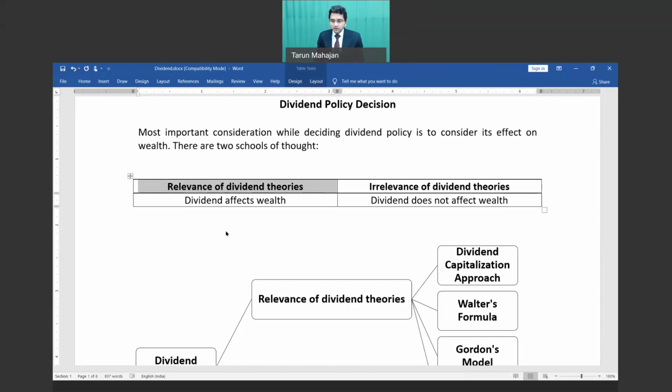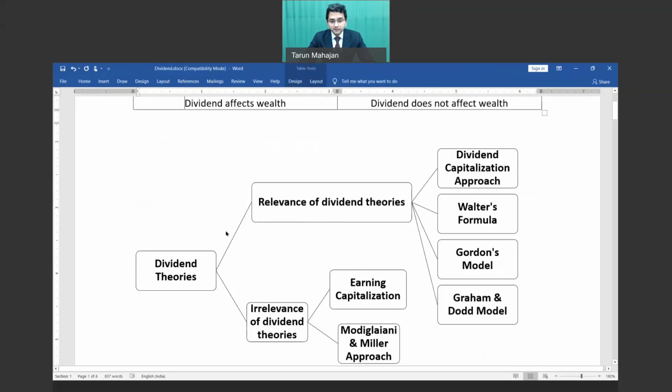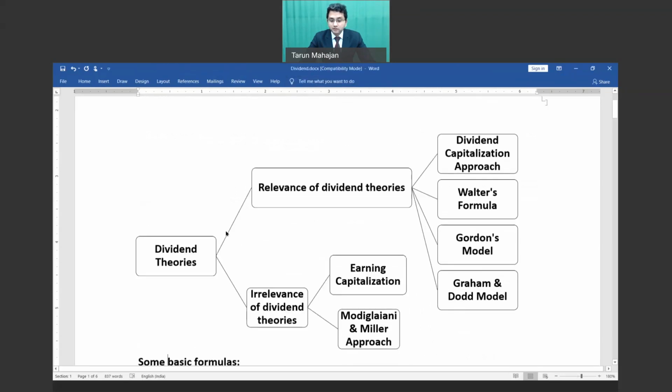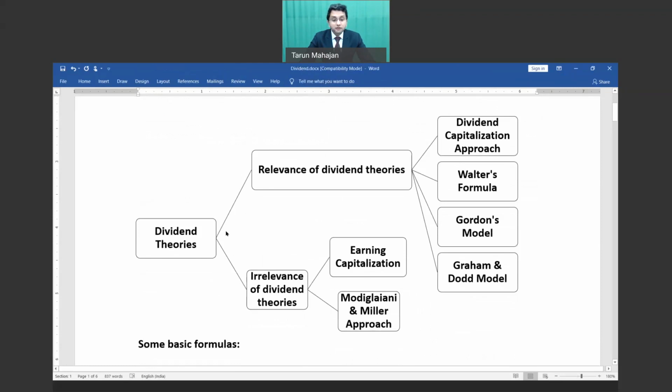Wow, fantastic. If dividend is irrelevant, I can decide the amount of dividend casually and give dividend like that. But if dividend is relevant, in that case, I need to be careful while designing the dividend policy. So, as I say, there are 2 schools of thought: relevance of dividend theories and irrelevance of dividend theories.